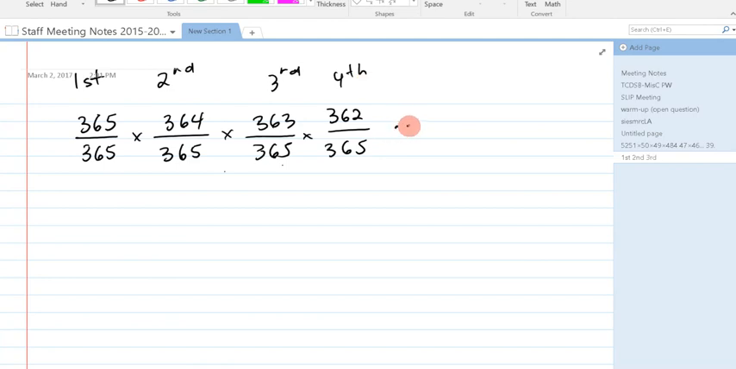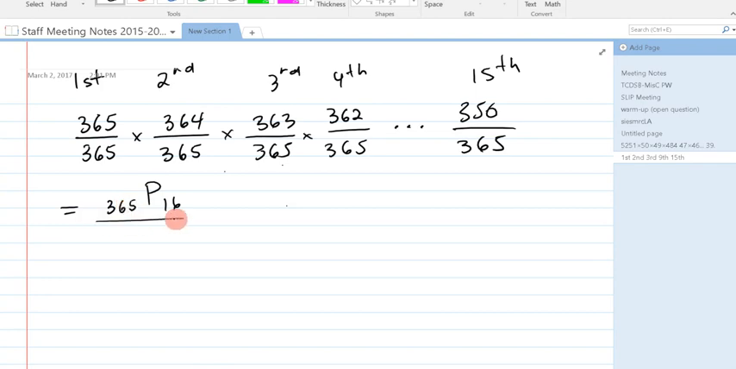And if you keep going, you'll get to the 15th person, which is 350 divided by 365. Okay, so that's how you should look at the number of outcomes for making sure each person has a different birthday. But all this is just the permutation, P. The ways to arrange 16 people from a set of 365 days of the year.